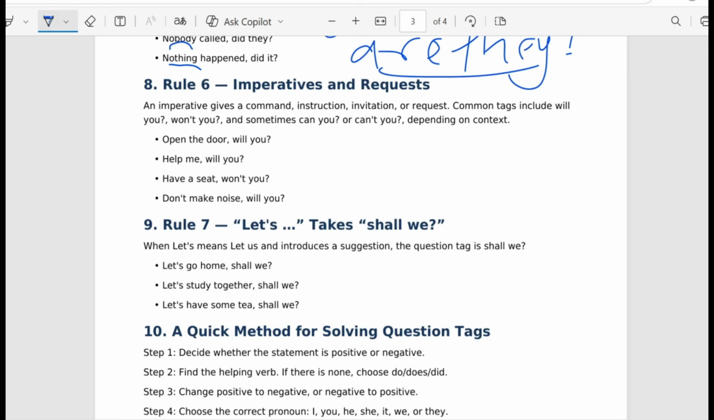So you find that let's is being used to make a suggestion, and whenever you see it in a statement, just know that you're supposed to use shall we. And there is a challenging question where the statement is having shall. Let me give you an example: Shall we go home?